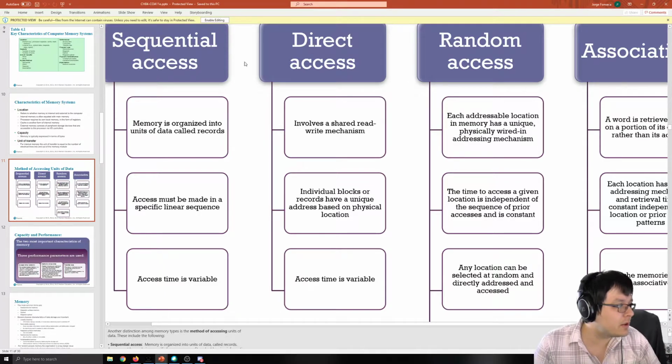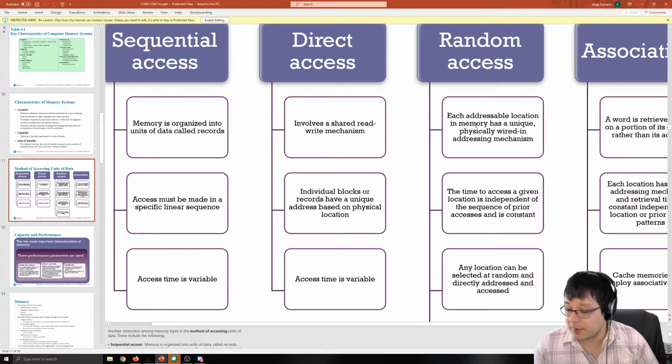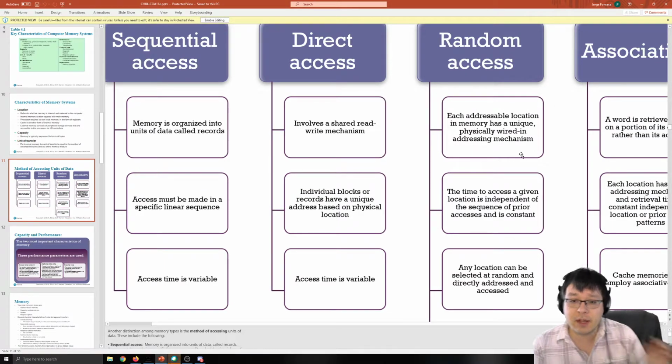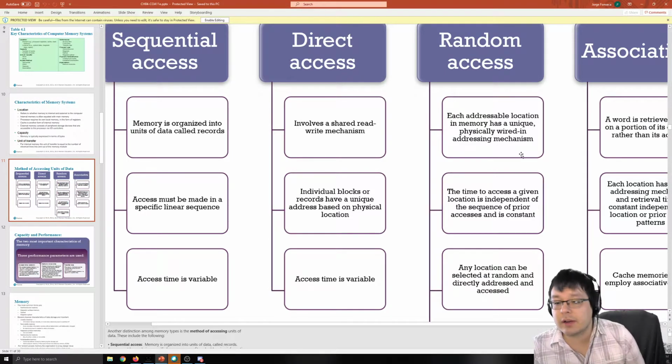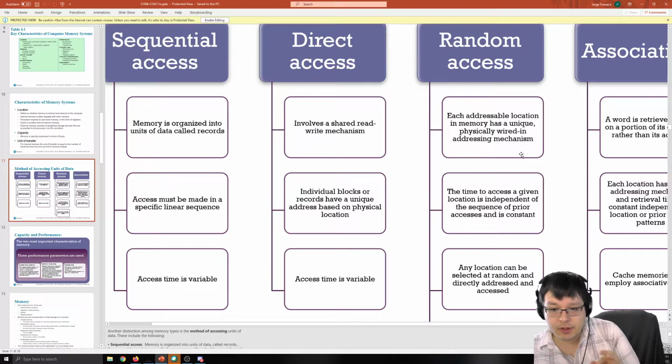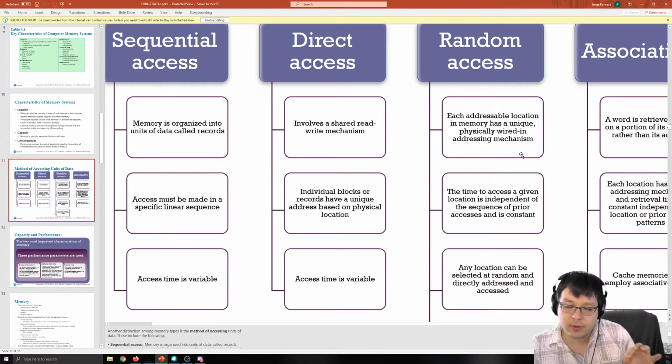So now we're in the third column, random access. Random access is how you have your typical main memory. RAM stands for random access memory, so that's where that comes from. Each addressable location, as it says here, has a unique physically wired addressing mechanism. That means you have a direct shortcut, per se, to get to any spot in the memory. There's a straight wire, so there are no physical components that you have to move. Anything physical that you have to move means it's slow. Here, things are wired in, which means you're only limited by the speed of electricity.